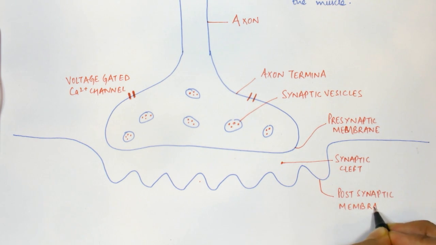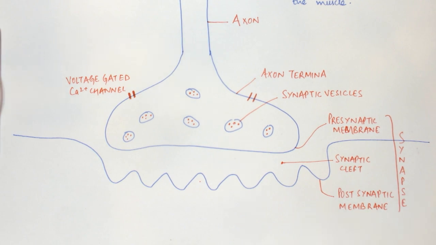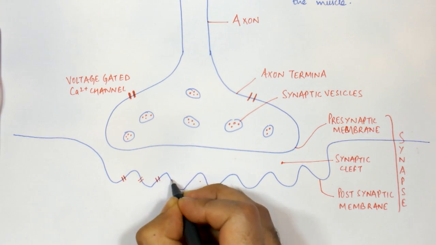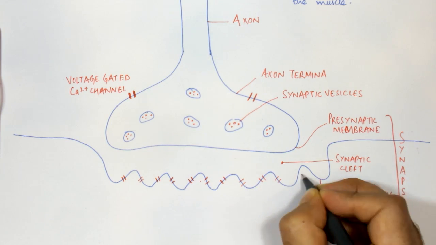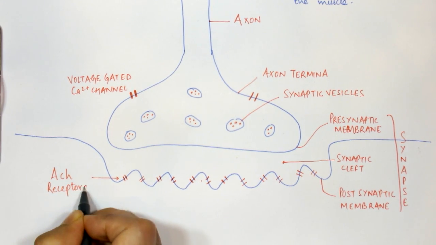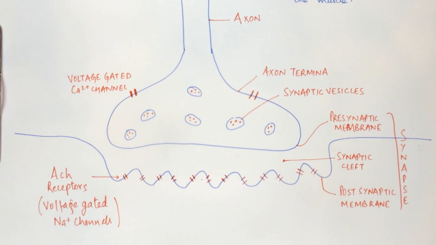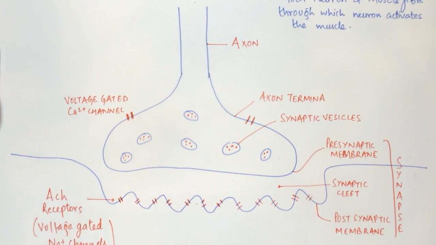This is the postsynaptic membrane, also known as sarcolemma. These three structures together form the synapse. Now, these ion channels you see on the postsynaptic membrane are the acetylcholine receptors, which are basically the voltage-gated sodium channels. So this was a brief description about the structure. Let's see how the neuromuscular junction acts.